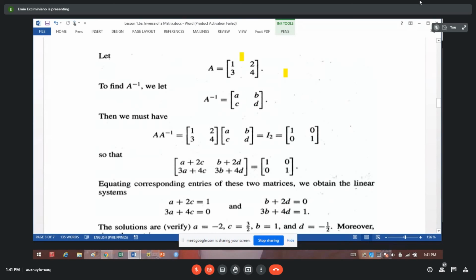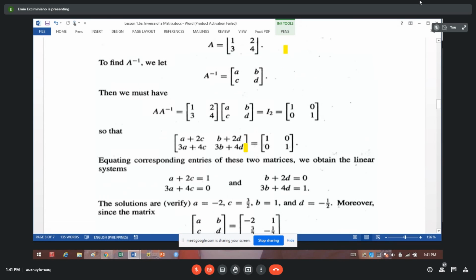Ayan. So, hinahanap natin yung inverse ng A. So, we'll find A, B, C, and D. To find that, diba, balikan natin yung theorem, A times the inverse of A is equal to the identity matrix. So, ito yon.